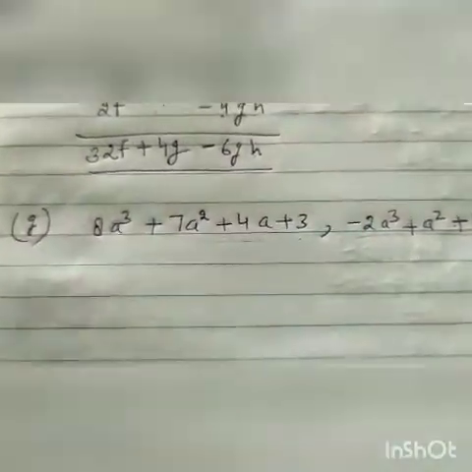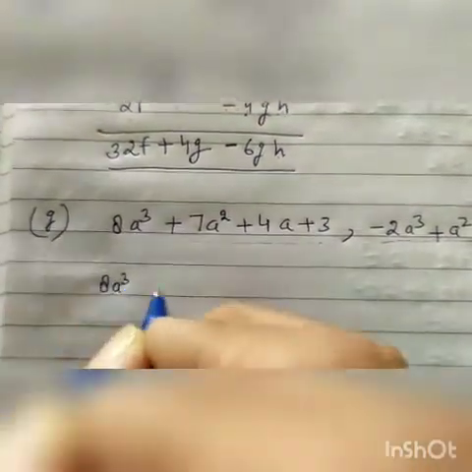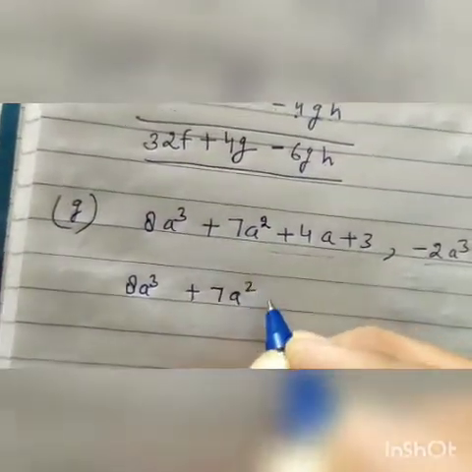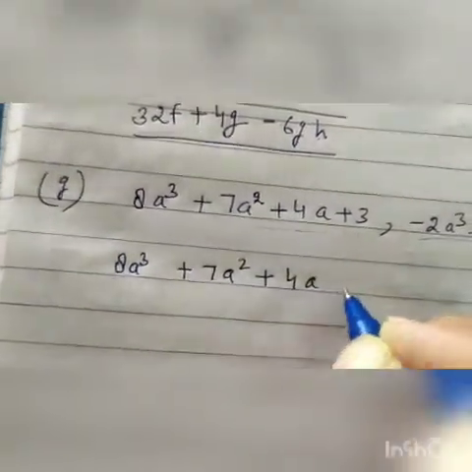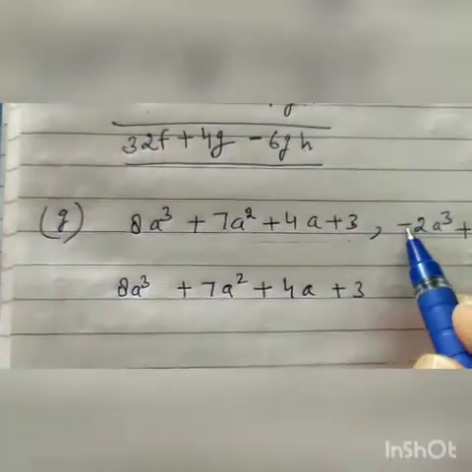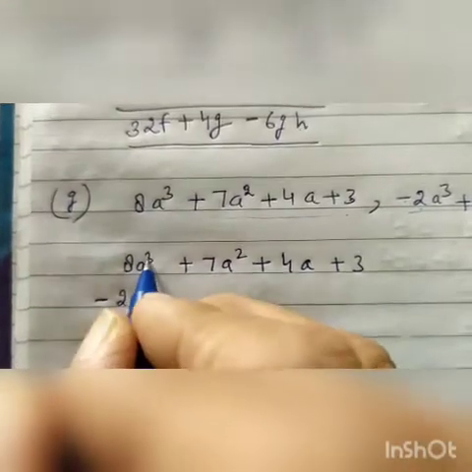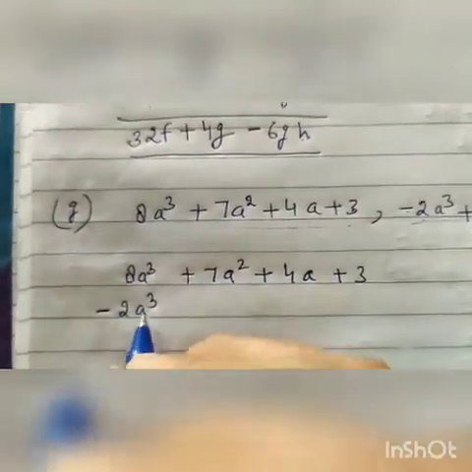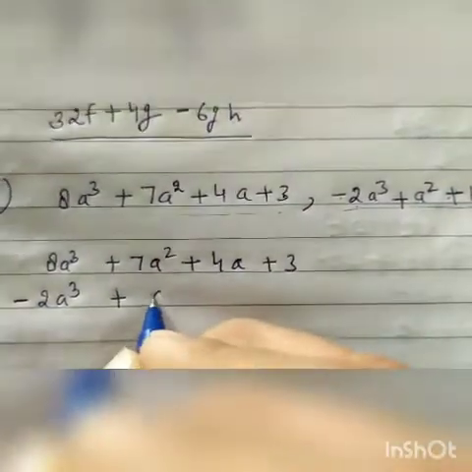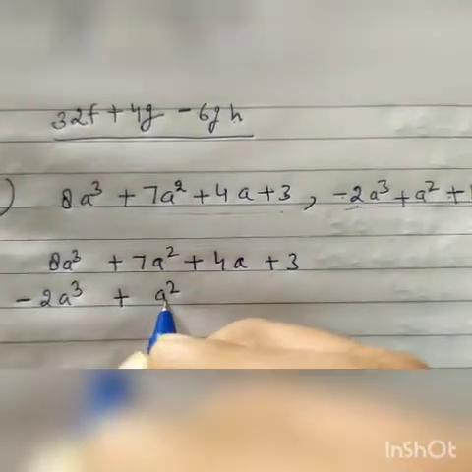Again we will write these three expressions in three lines. First expression is 8a cube plus 7a square plus 4a plus 3. This is the first expression. Second is minus 2a cube. We will write here minus 2a cube. Below a cube we will write a cube. Then it is plus a square. Plus a square will be written here. Below plus we will put plus sign, a square, a square.